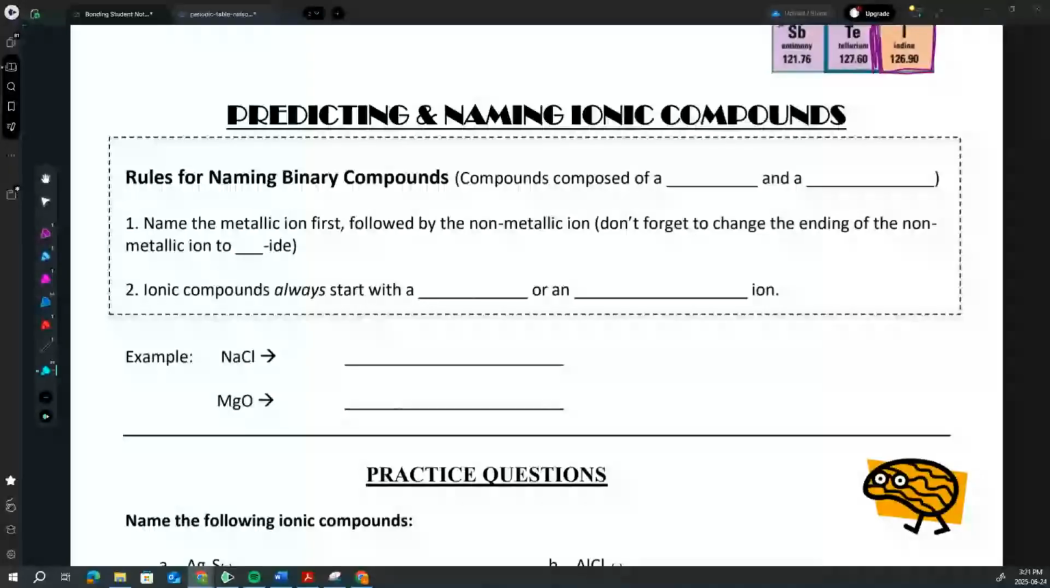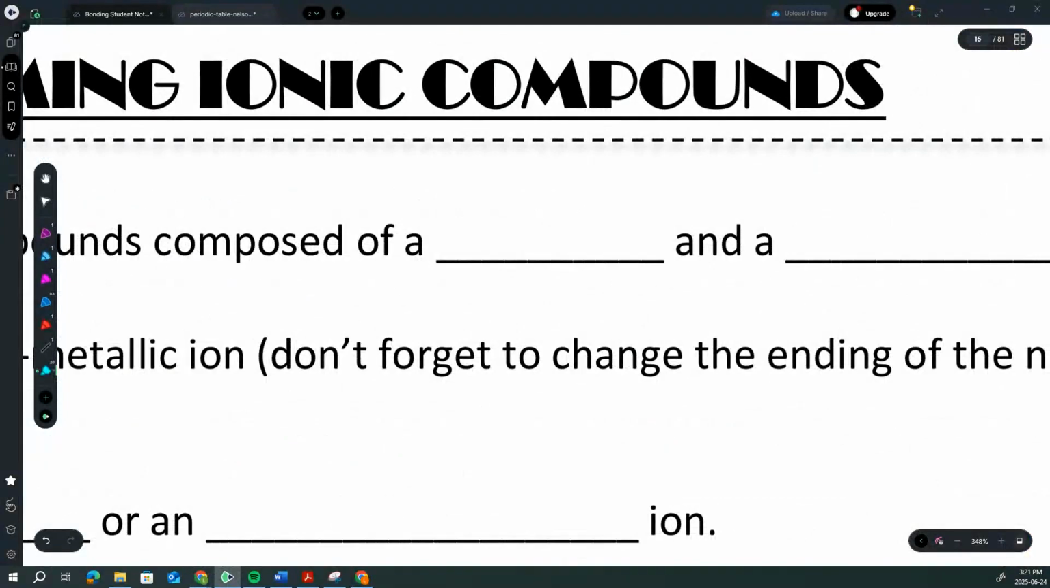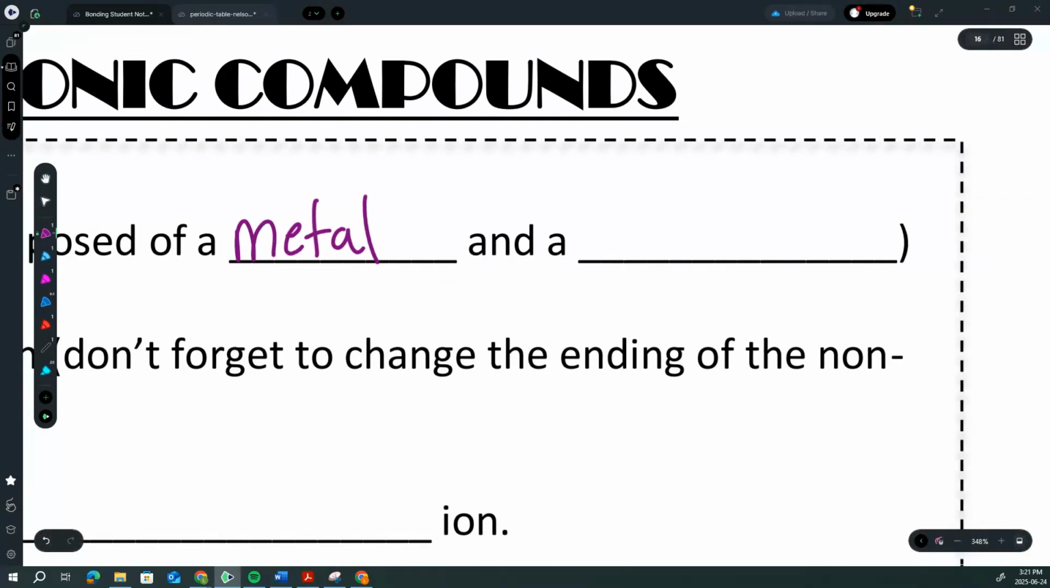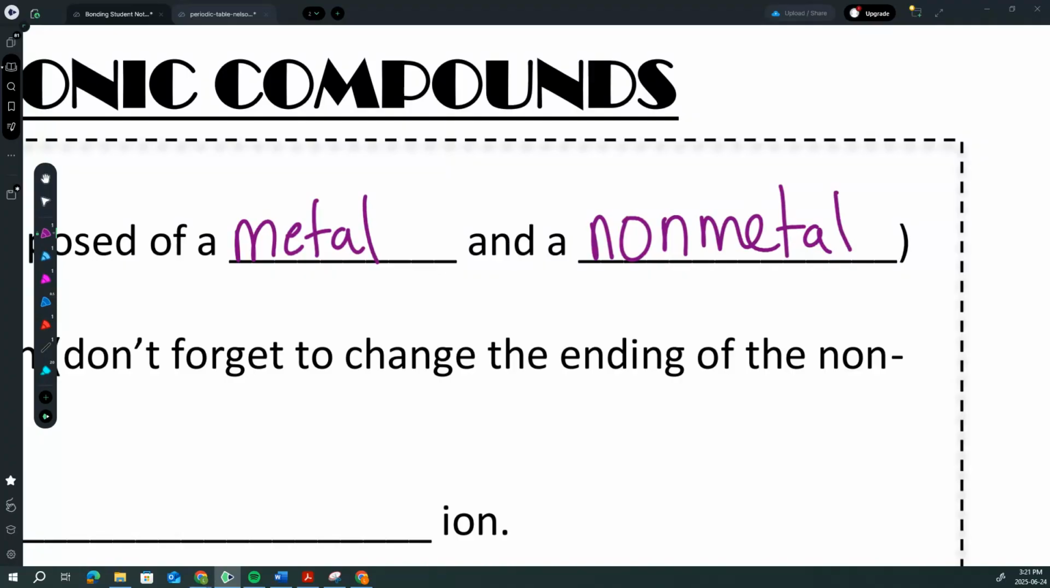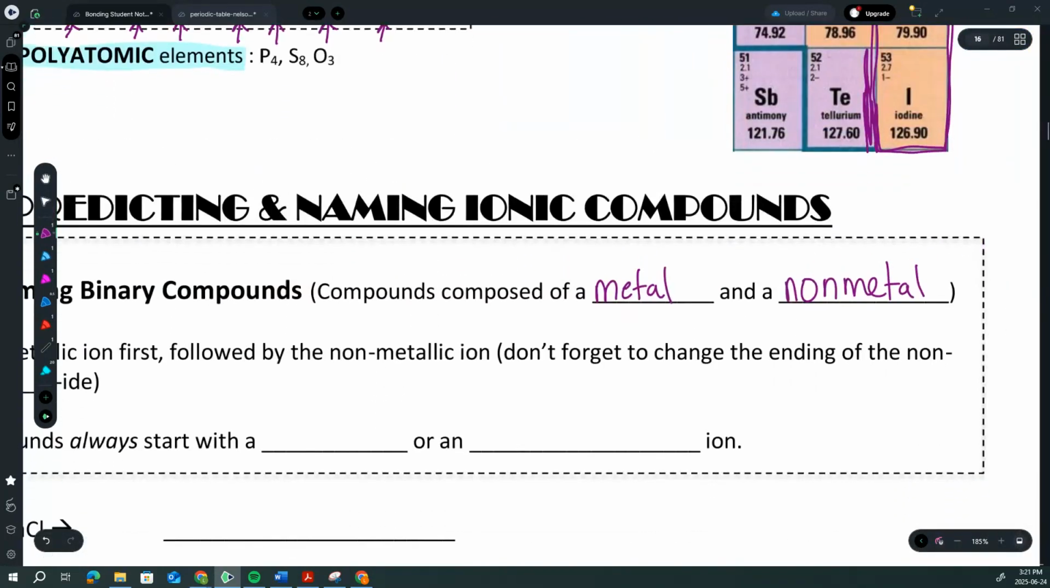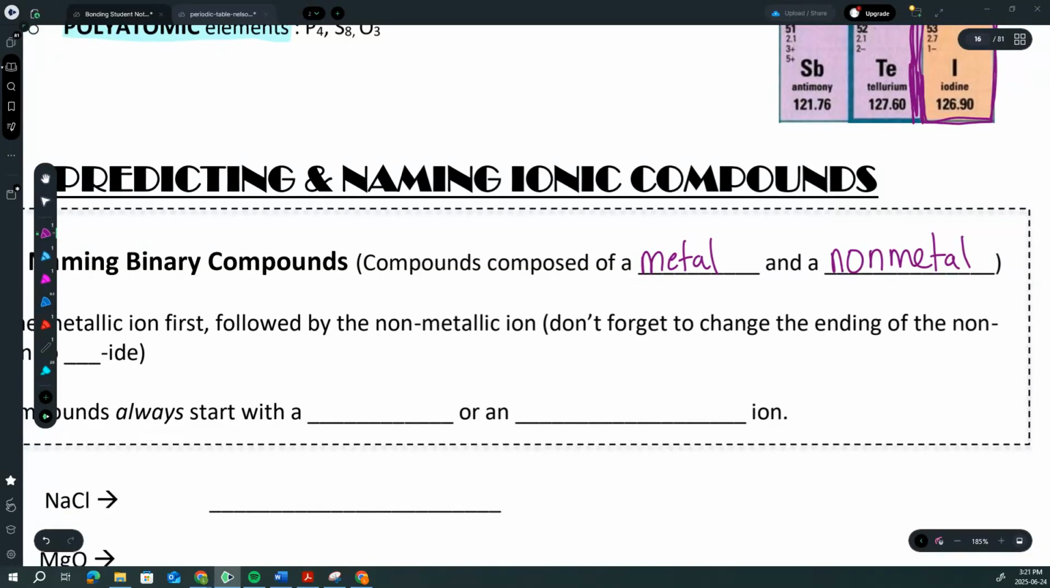All right, let's move into predicting and naming ionic compounds. So, rules for naming binary compounds, which are just compounds that are composed of a metal and a nonmetal. Binary just means two, so one metal, one nonmetal. That's how we're getting that name.